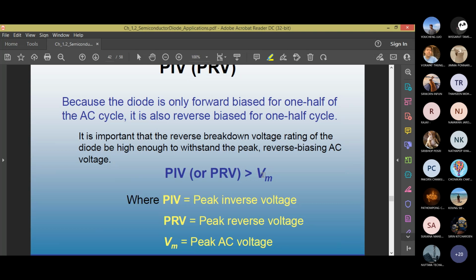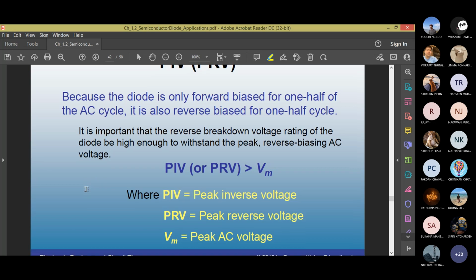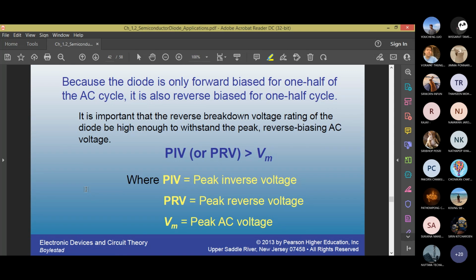Say you have 10 volts peak, which means 20 volts peak to peak. The positive peak is +10, the negative peak is -10. Your peak inverse voltage rating must be greater than -10, which means -11 or -12. If the input voltage exceeds the negative breakdown voltage, then you will damage the diode. So the circuit will be gone.